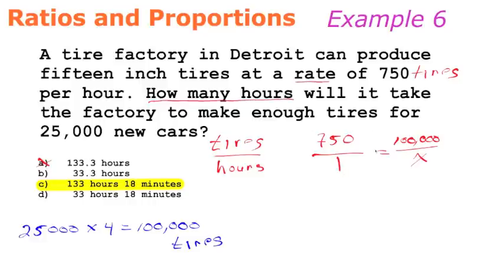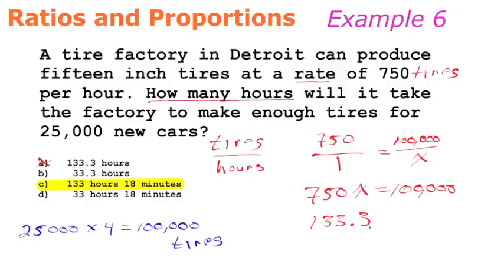So when we solve this proportion using cross products, X times 750 gives 750X. 1 times 100,000 gives 100,000. When you divide 100,000 by 750, it gives 133.3. And that's why a lot of students want to jump on answer A. They're using a calculator. 133.3 jumps up on the calculator, and they see it, and they think it's correct, but it's not. How do we change 133.3 into choice C, 18 minutes?